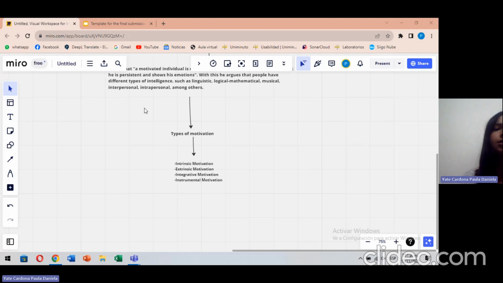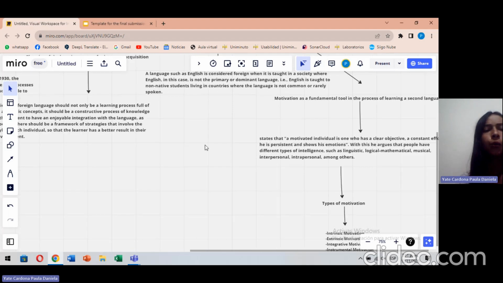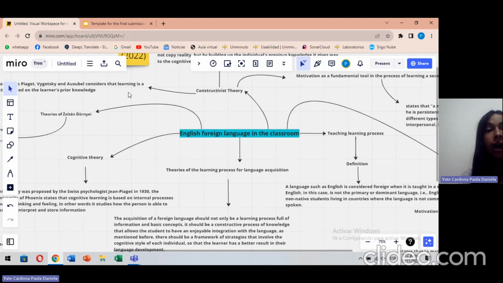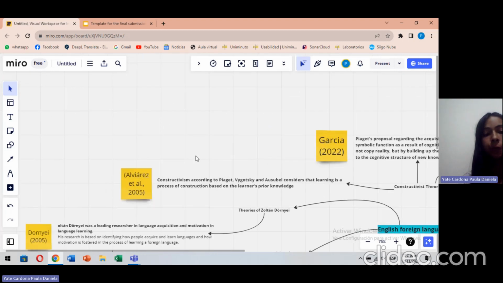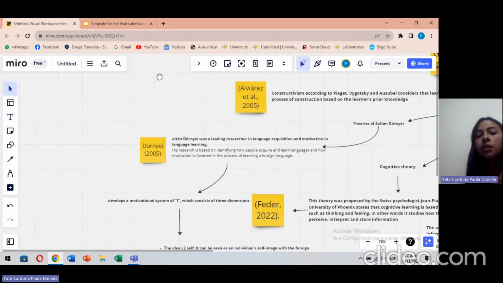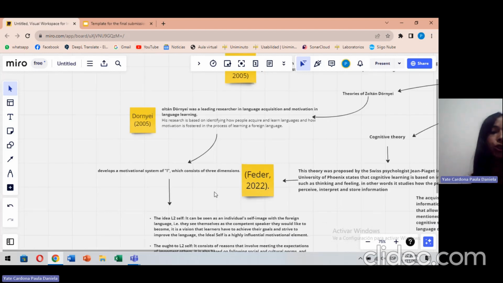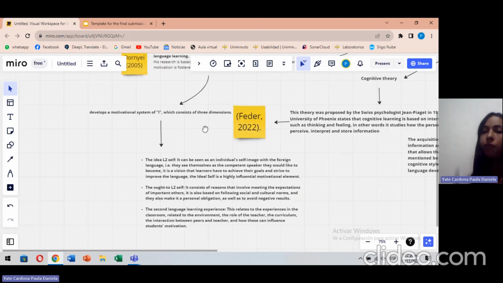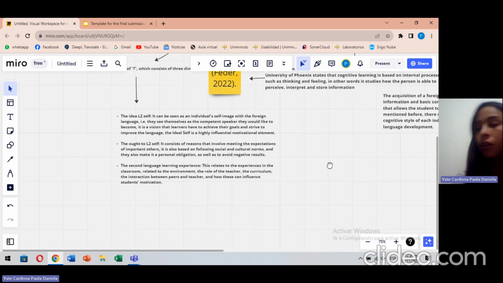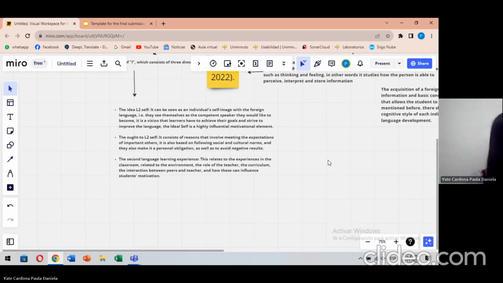Finally, we have the theories of Zoltan Dörnyei, which are based on identifying how people learn a language through motivation. Dörnyei develops a motivational system of self, which consists of three dimensions. The first dimension is the ideal L2 self, the second dimension is the ought-to L2 self, and the last one is the second language learning experience.